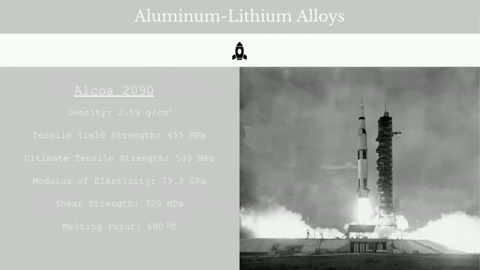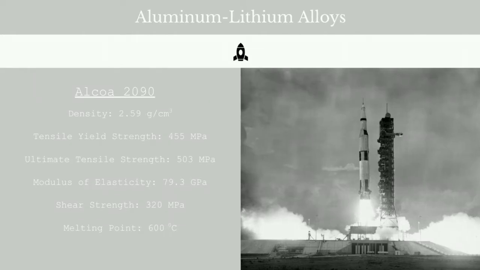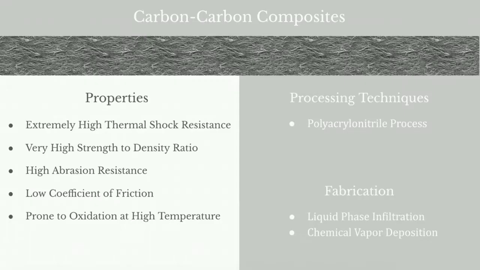Alcoa 2090, a prime example of the potential of aluminum-lithium alloys, was designed specifically for high-strength aerospace applications that reach peak values, as shown on the slide, while having a lower density. They can also utilize many of the fabrication techniques used for typical aluminum alloys to avoid redesign and extra costs. However, they do have a low transverse toughness, so there would need to be considerations for that in some aspect of the redesign. Carbon-carbon composites.